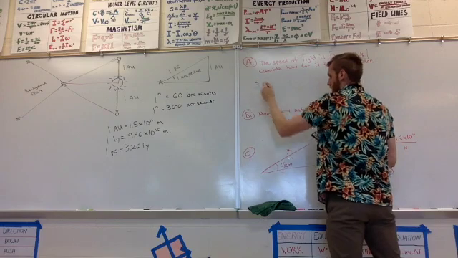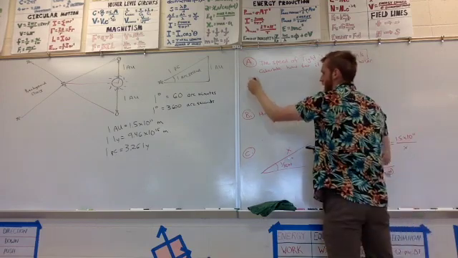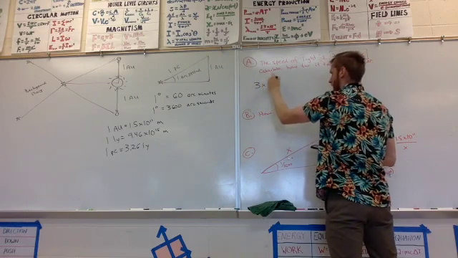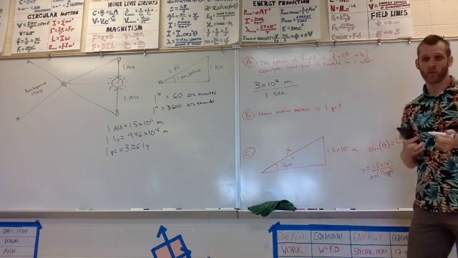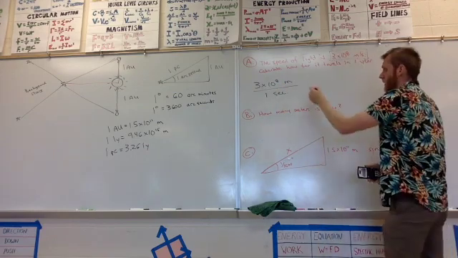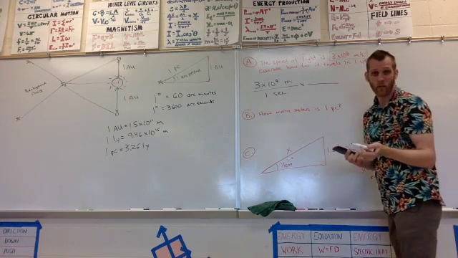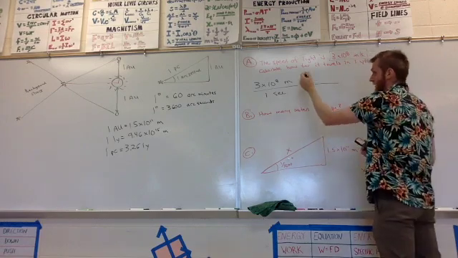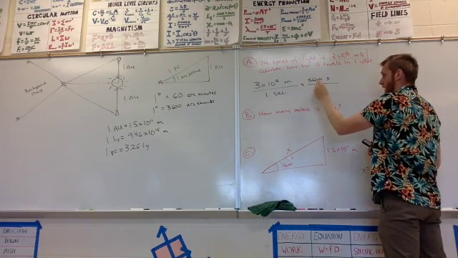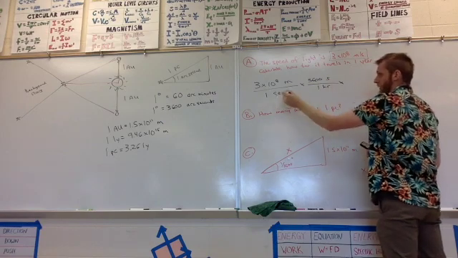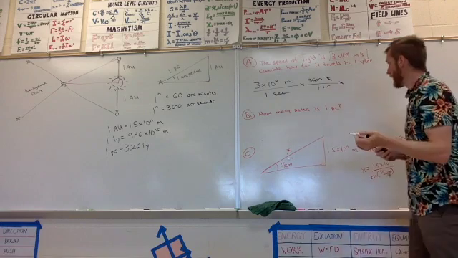So 3, oh my gosh, these markers are terrible. Okay, so 3 times 10 to the 8th meters per 1 second. We want to figure out how many meters it travels in 1 year. So we want to get rid of seconds. Well, how many seconds in a year? You know that off the top of your head? I don't, so I'm going to convert seconds to hours. So it's 3,600 seconds in 1 hour. Okay, so we're left with meters per hour.